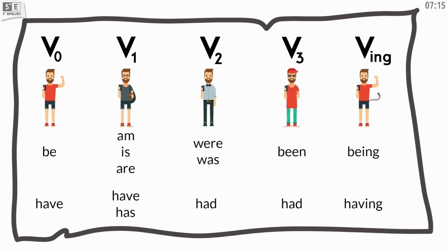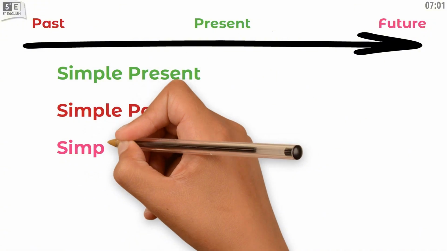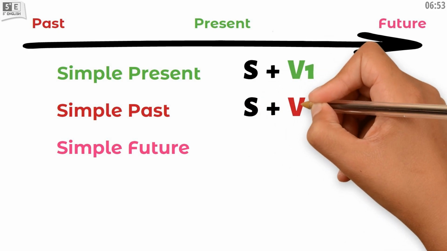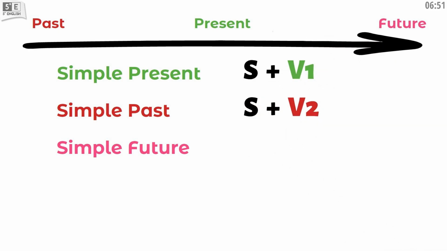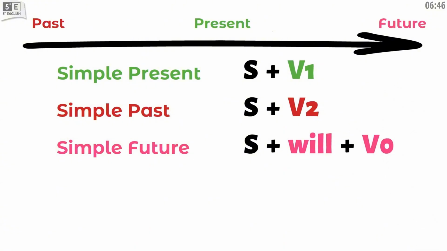There are 3 main groups of tenses in English. If this arrow represents time from the past to the future, the middle is the present, this is the past, and this is the future. We only need to remember these 3 basic tense formulas, which are simple present, simple past, and simple future. The simple present tense formula is subject plus verb 1. The simple past tense formula is subject plus verb 2, and the simple future tense formula is subject plus will plus verb 0. Remember these 3 formulas correctly, and the remaining 9 tenses can be deduced from these 3 basic tenses using the following 2 rules.